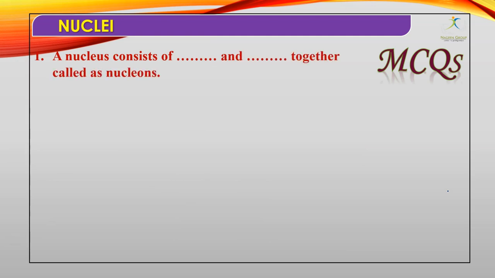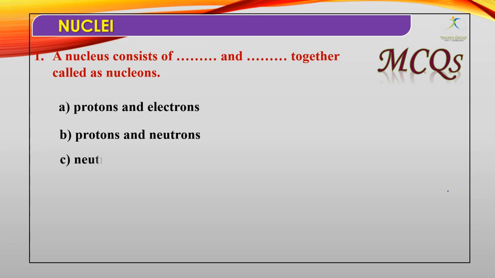Now let's move to the question part so that you can understand how much of the topic you learned earlier has been memorized. A nucleus consists of dash and dash together, called nucleons. Options: proton and electron, proton and neutron, neutron and electron, electron and electron. The correct answer for this question is B, proton and neutron.